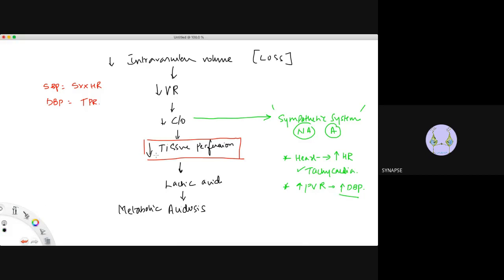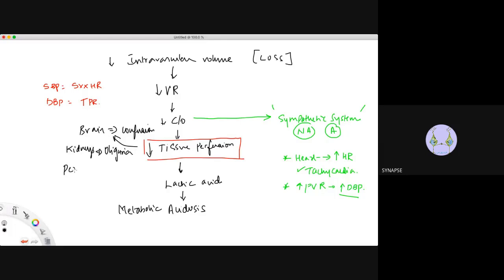Now, because of decreased tissue perfusion, let's say decreased blood supply to the brain, what is it going to cause? The patient will develop confusion, altered mental status. Then decreased blood supply to the kidneys will result in decreased urine output, oliguria.